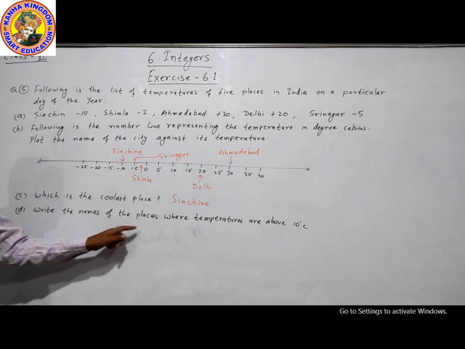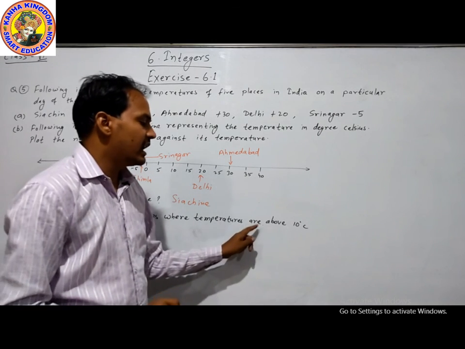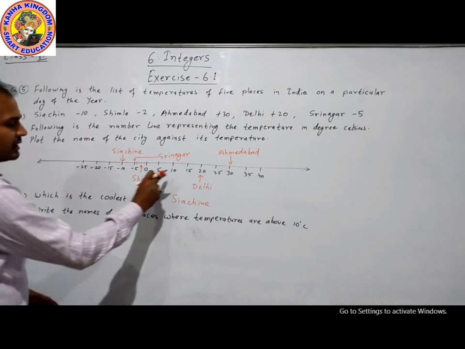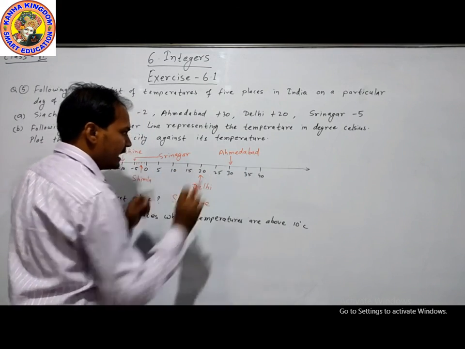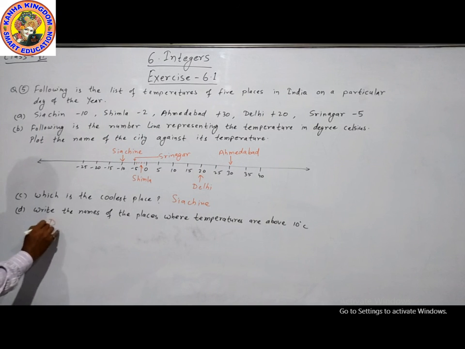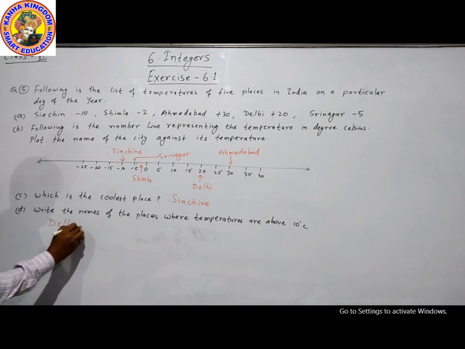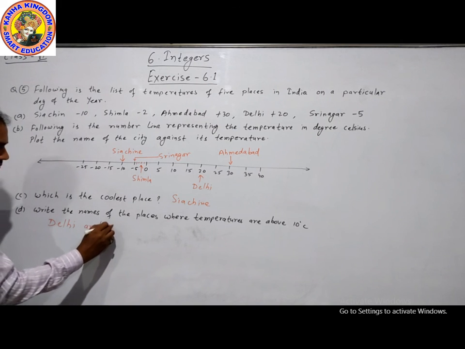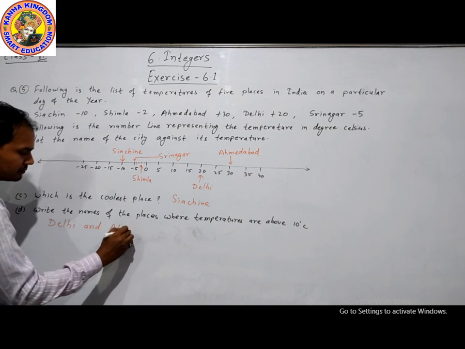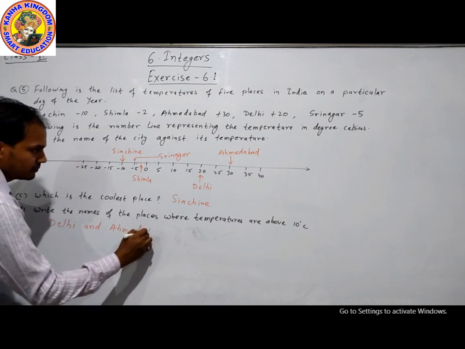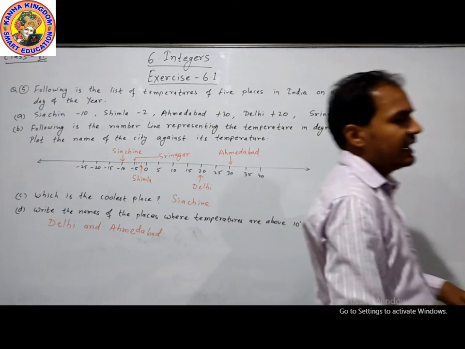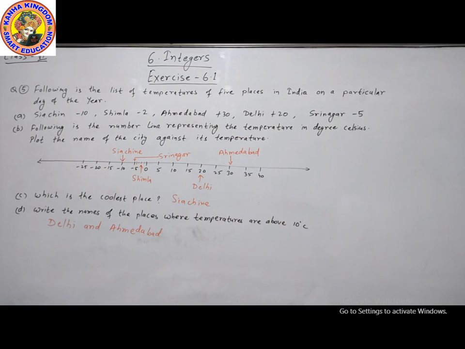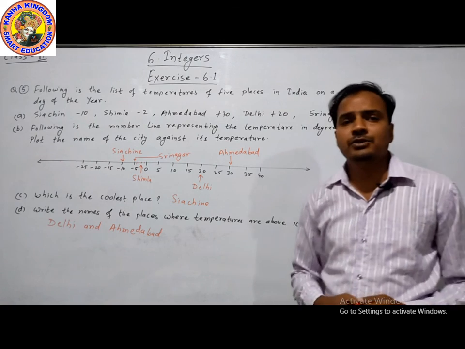Write the names of places where temperature is above 10 degrees. Here is 10 degrees. Above from here, Delhi and Ahmedabad. The names of the cities are Delhi and Ahmedabad, which are above 10 degrees. You can take a screenshot of this.